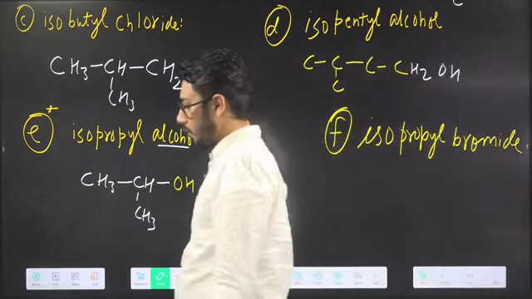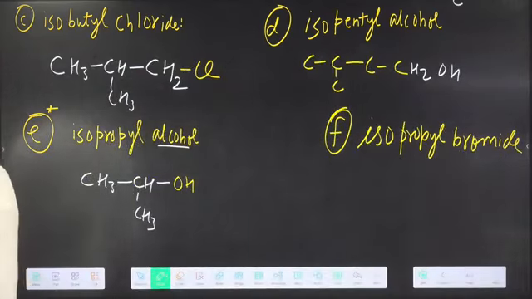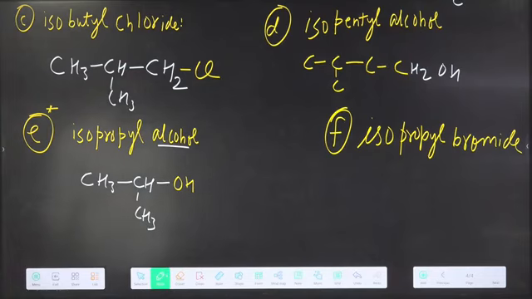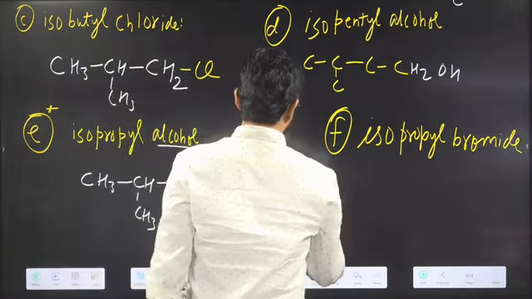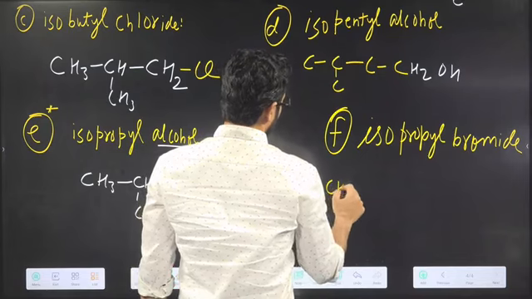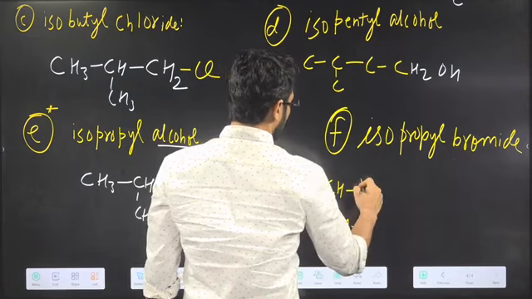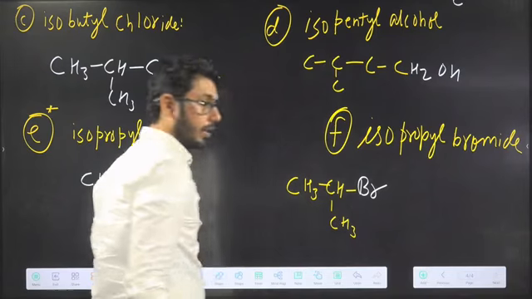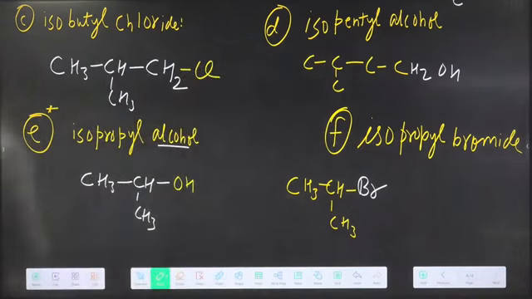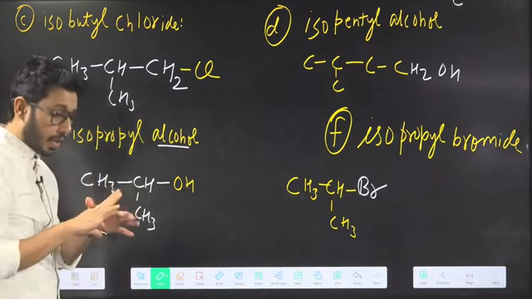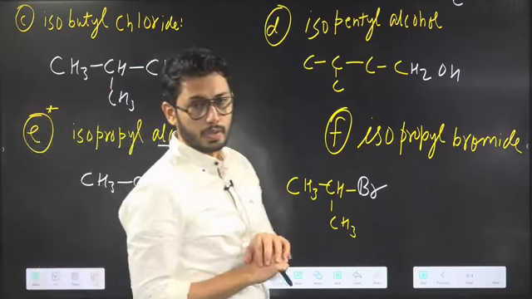Try the next one also, isopropyl bromide. Isopropyl bromide, I'll write CH3, CH, CH3 arrangement, and then propyl completed, Br will be bonded to the secondary carbon only. Clear this example? How to write the structure if in the reaction the name is given?